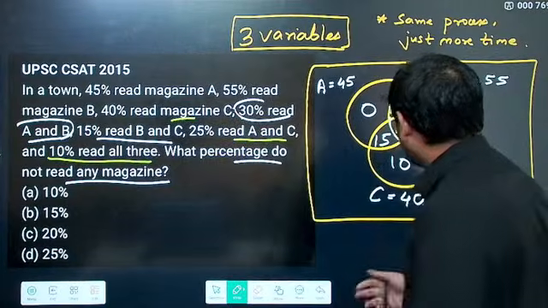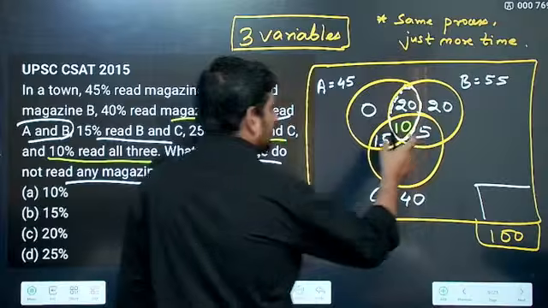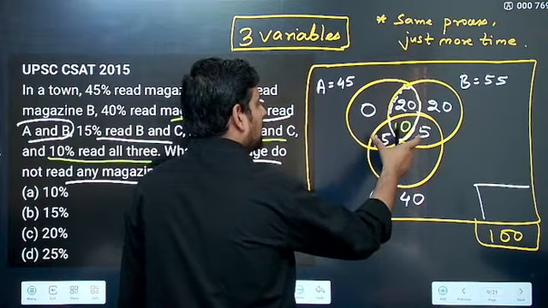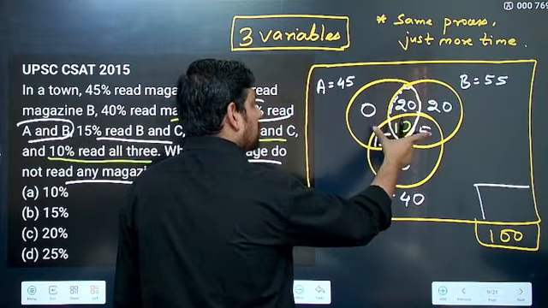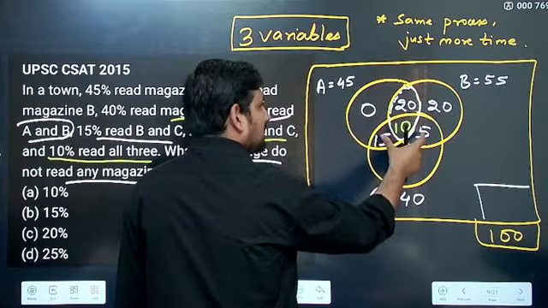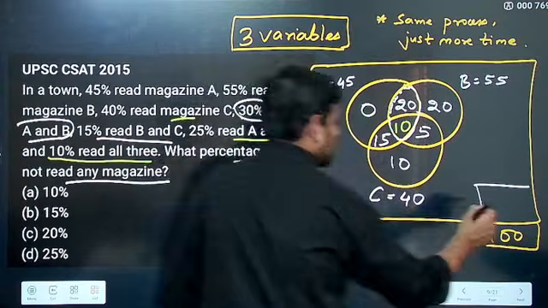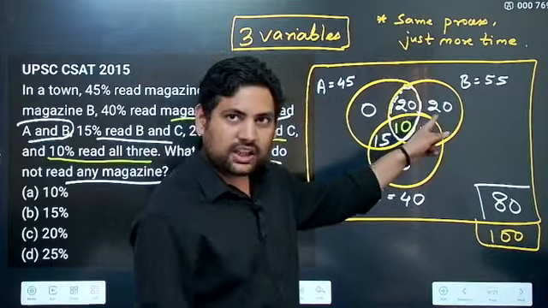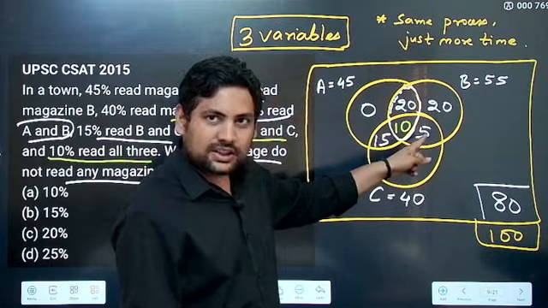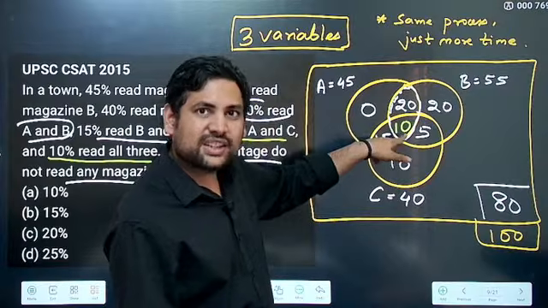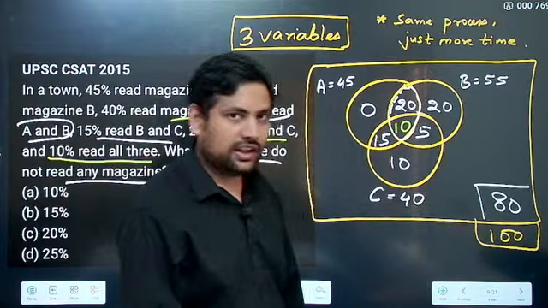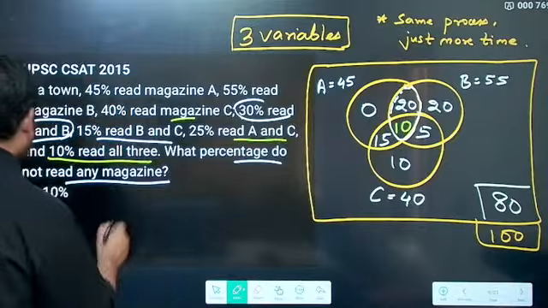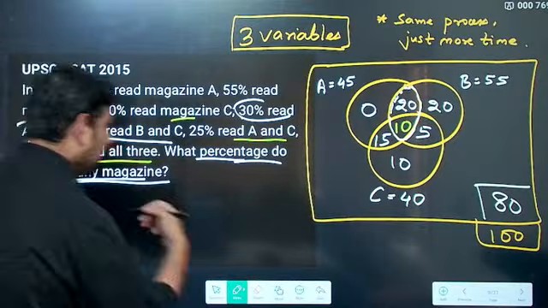Then let's add them. 20 plus 20 is 40. This is also 20. 20 plus 10, this is 30. So 40 plus 30 is 70. 70 plus 10 is 80. Correct? 20 plus 20, 40. 40 plus 20, 60. 60 plus 10, 70. 70 plus 10, 80.